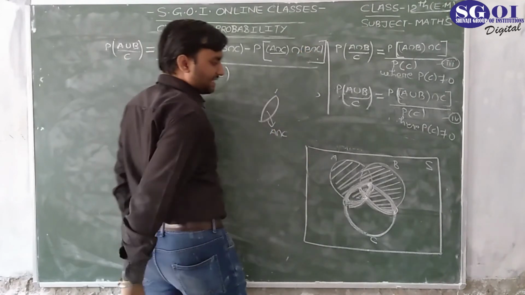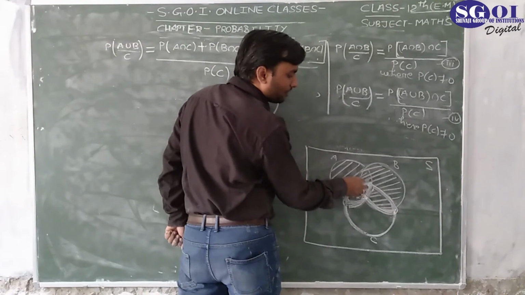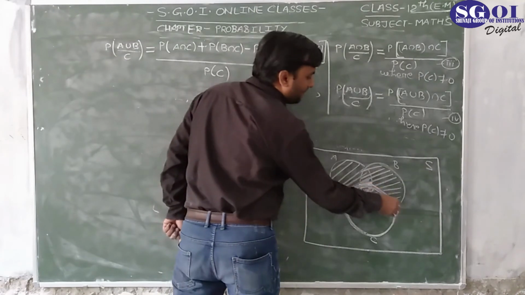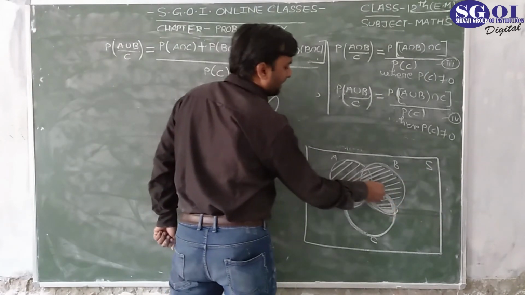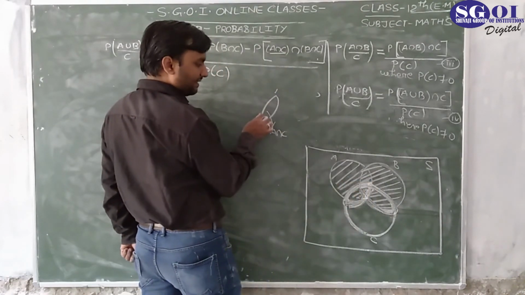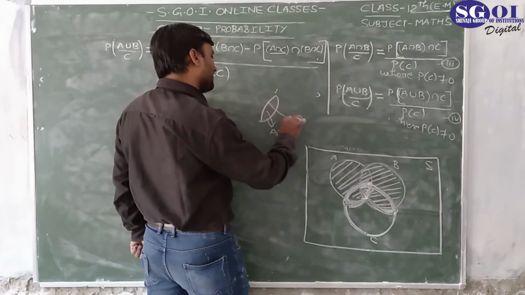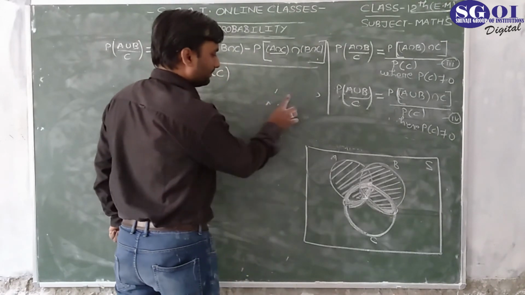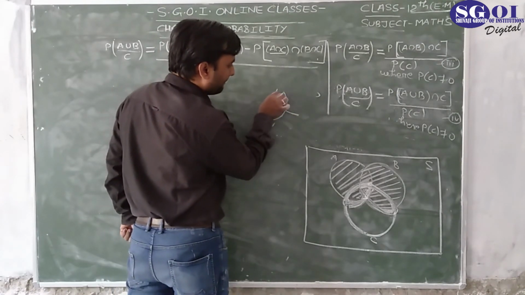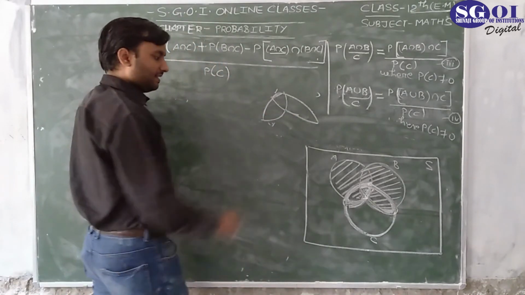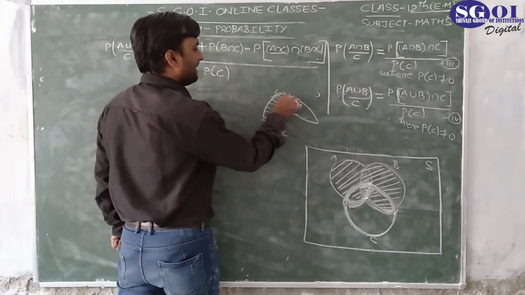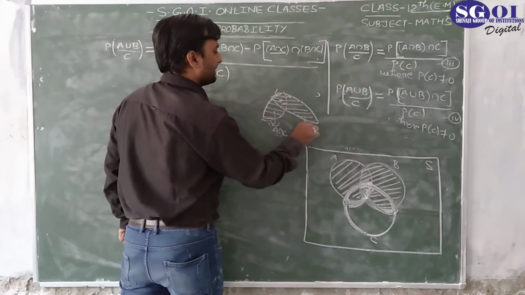And what is B intersection C? B intersection C means the common portion of B and C. So the common portion of B and C is this particular figure, and this figure is attached to the other figure. The shape of this figure is like that. This is A intersection C. This whole portion is A intersection C, and this whole portion is B intersection C.